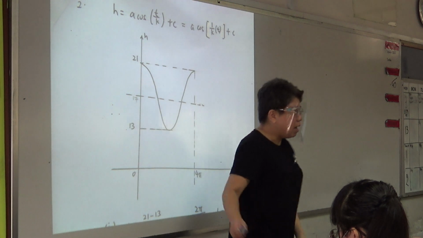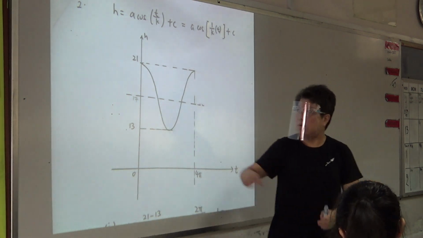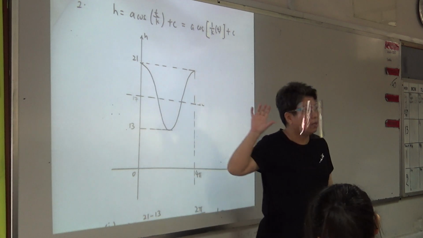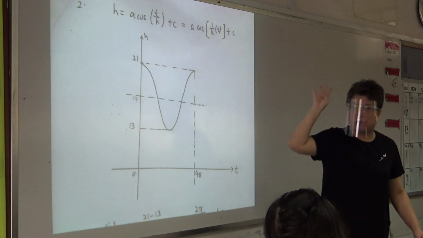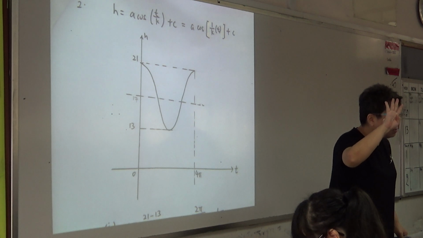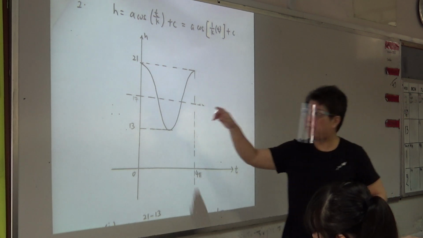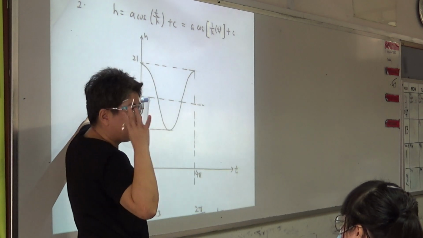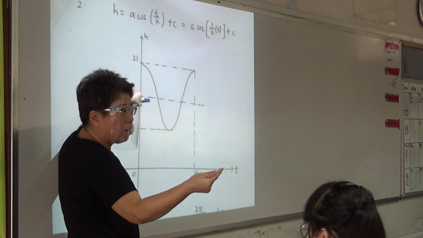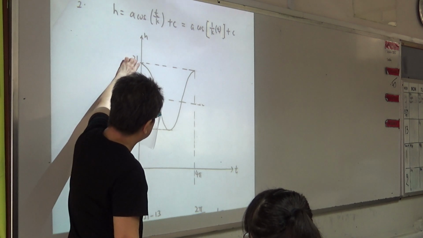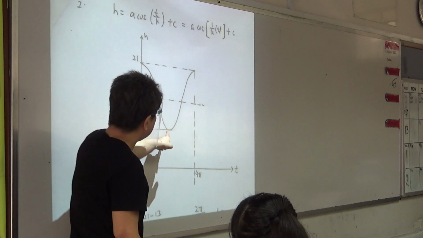Get it? Now, I want to look at this picture. What do you think will be the amplitude here? Can you see? It's 21 minus 13 divided by 2. Can you see the amplitude is 4? Amplitude means what? From the axis here, you will see what is the top, what's the bottom. Can you see the amplitude is 4? So A will be what? 4.